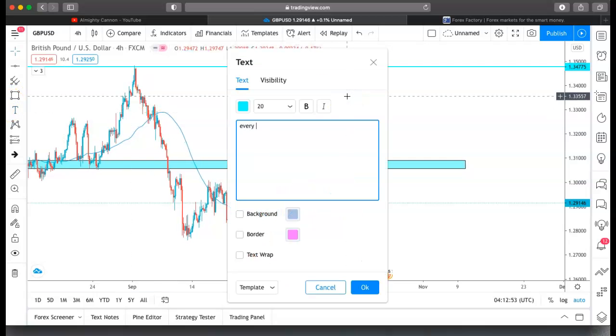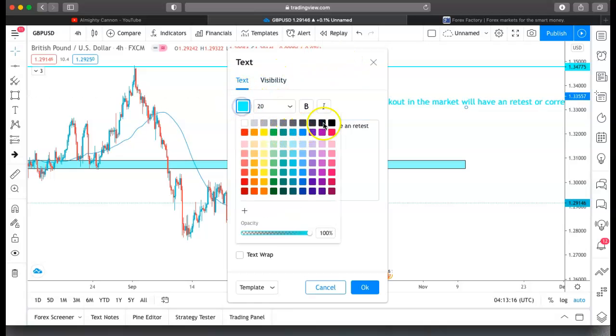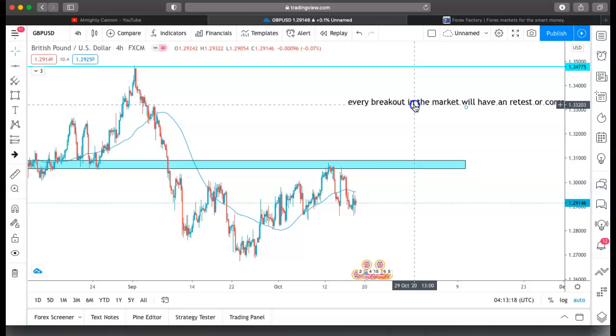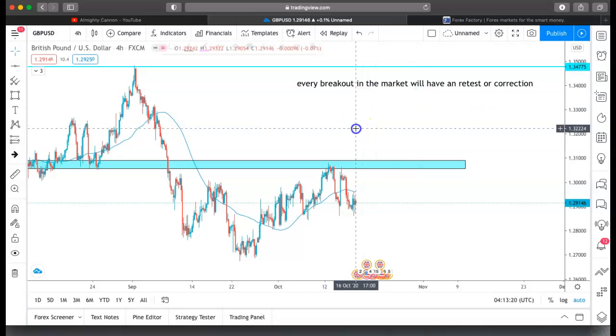Every breakout in the market will have a retest or correction. And we're just going to change this color to black. So we have to realize that every breakout in this market will have a correction.